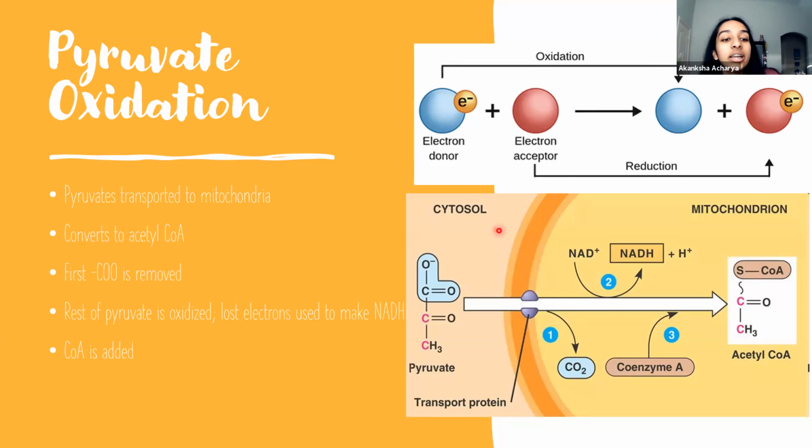So pyruvate is oxidized, and then CoA is added, right? CoA is coenzyme A. Just know that it's added to the pyruvate molecule, what's left of it, and there is also a sulfur. A lot of places note that there's sulfur in this, so I will tell that to you as well. You have a sulfur in your coenzyme A, or it's part of your coenzyme A.